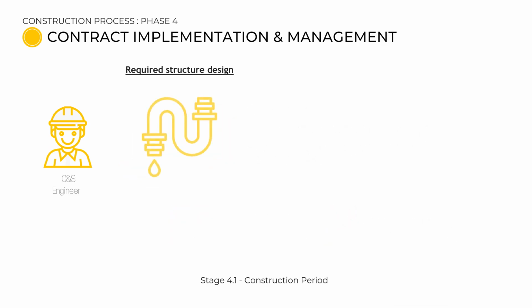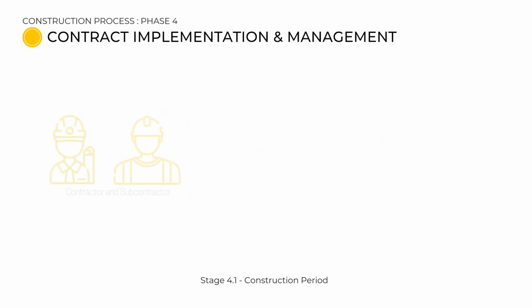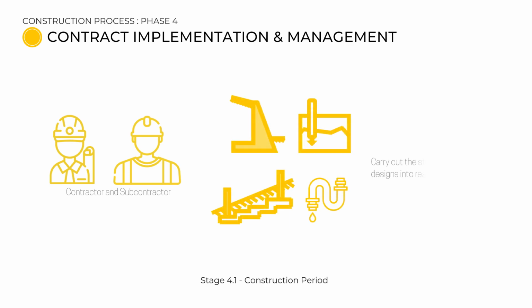Lastly, the drainage establishment. If the drainage system is downhill, the flow of sewage to the sewers needs to be slowed down. The C&S engineer will investigate subways and drainage channels to ensure that the surface water is dealt with correctly and doesn't end up flooding the lower floor or the surrounding area. Bad drainage establishment may cause soil erosion and is dangerous to the bungalow. The contractor and subcontractors will then carry out these structure designs into reality.